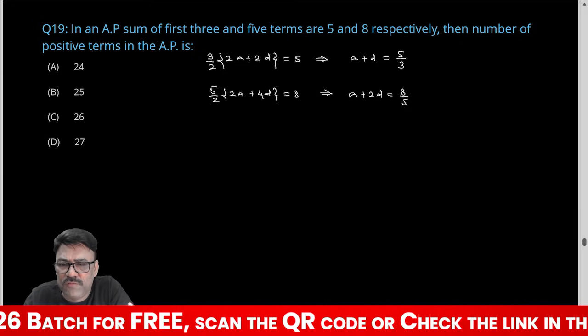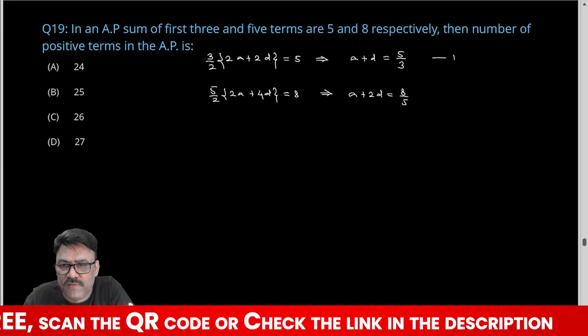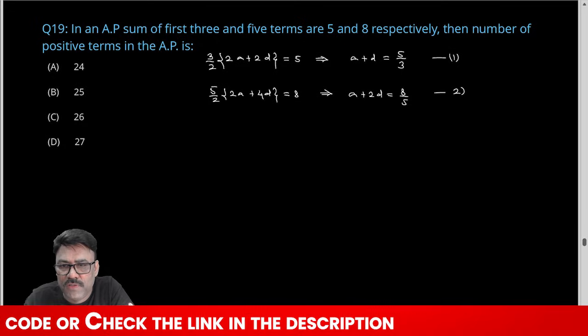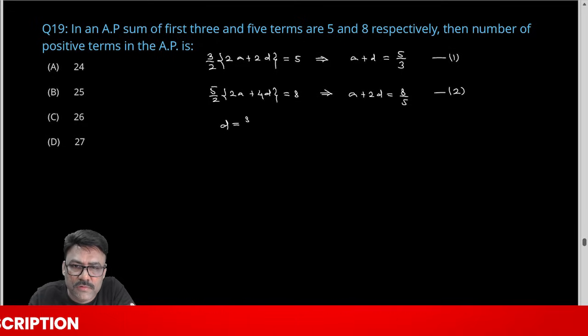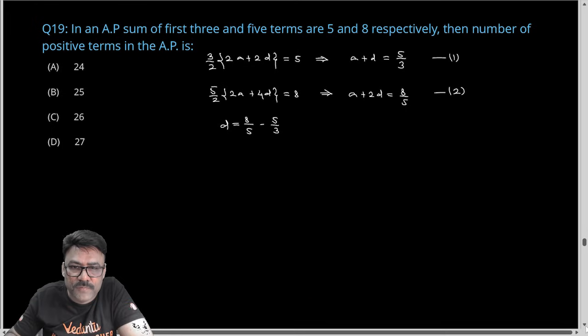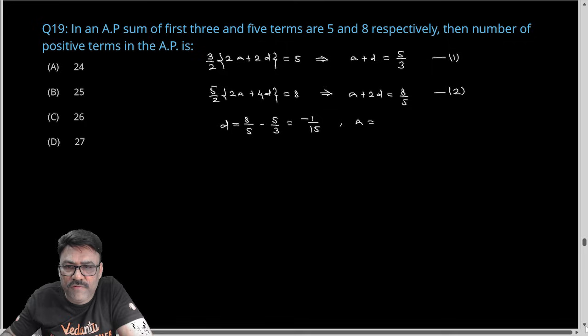If I solve these two equations, let's say this is the first equation and this is the second equation. Just subtract the first equation from the second equation, so you will get D is equal to 8 by 5 minus 5 by 3. 24 minus 25, minus 1 by 15. And if I put D is equal to minus 1 by 15, A will be 5 by 3 plus 1 by 15. So 25 plus 1, 26 by 15.